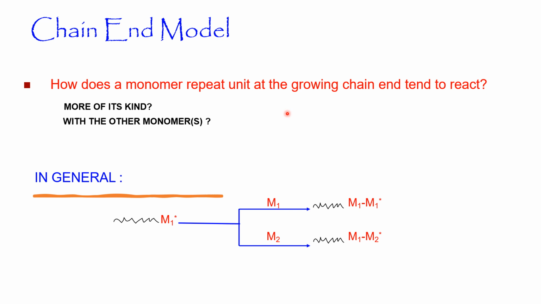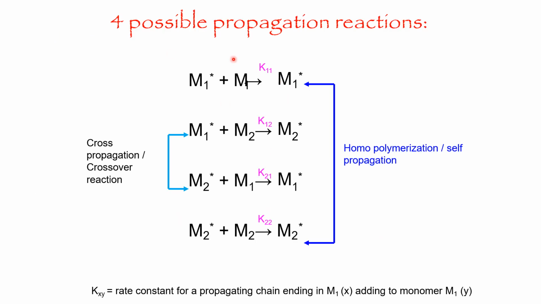So the chain end model explains how a monomer unit at the growing chain end reacts. It can either react more with its own kind or with the other monomer. So does a monomer repeat unit at the growing chain end tend to react more with its own kind or with the other monomers? That is the question that we need to answer. Actually there are 4 possible propagation reactions, which we will discuss in the next slide. Each has a rate constant: K11, K12, K21, K22.